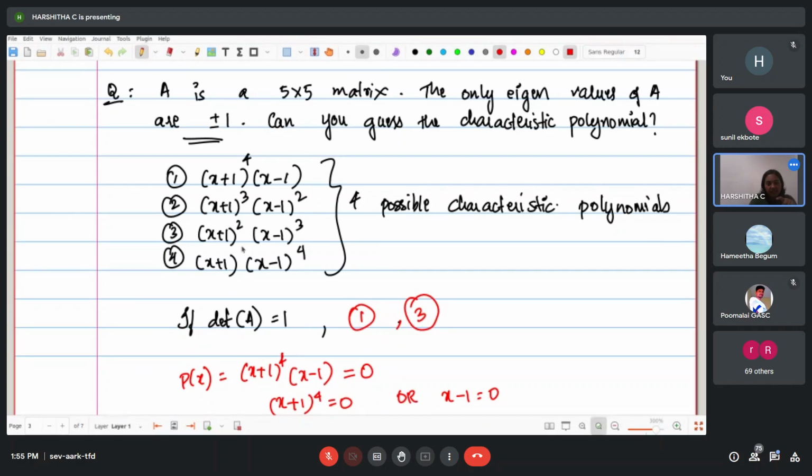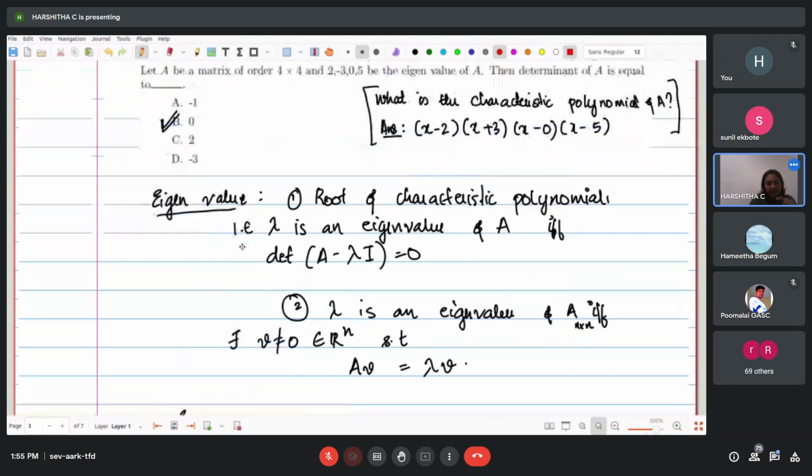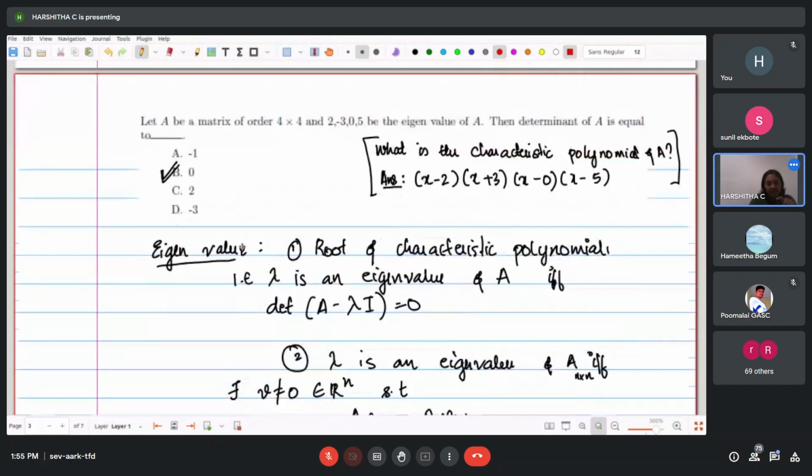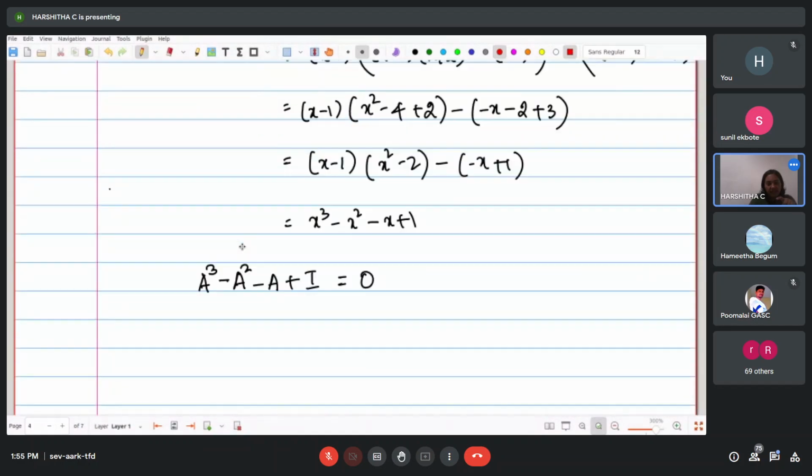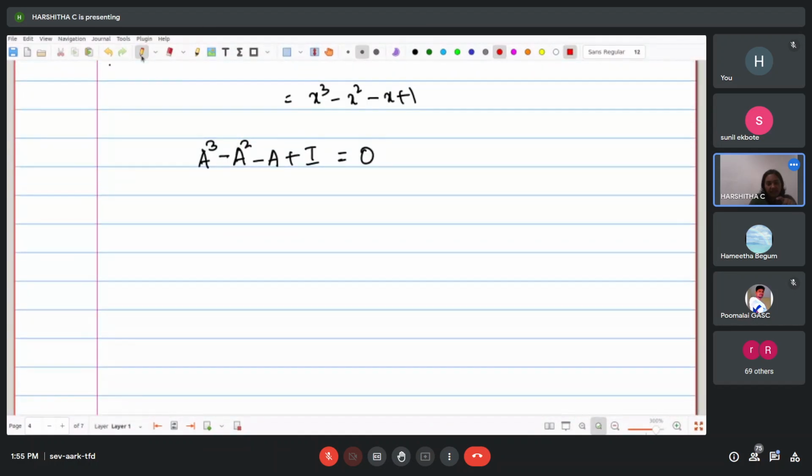Okay, and maybe one more point that I would like to add related to this question that we just did. We saw that A satisfies this equation, right? So what are all the ways that you know to find the inverse of a matrix?